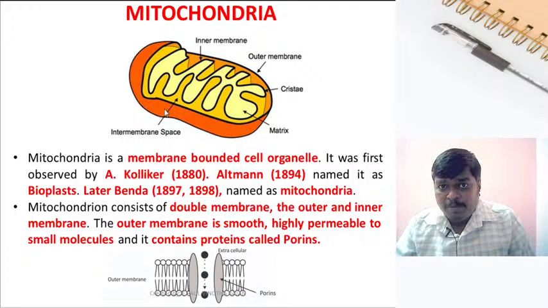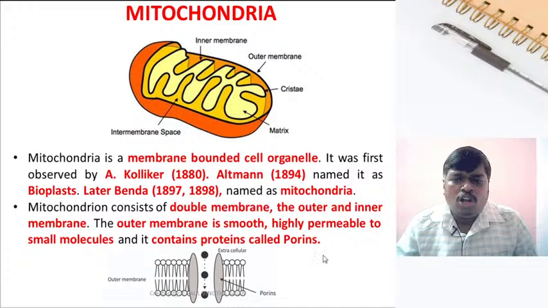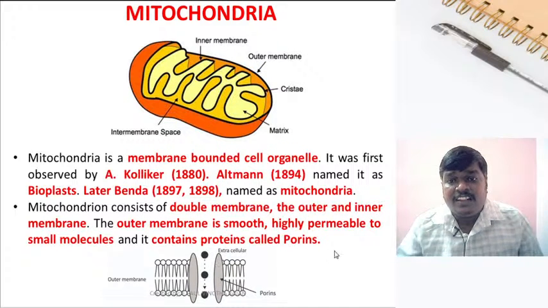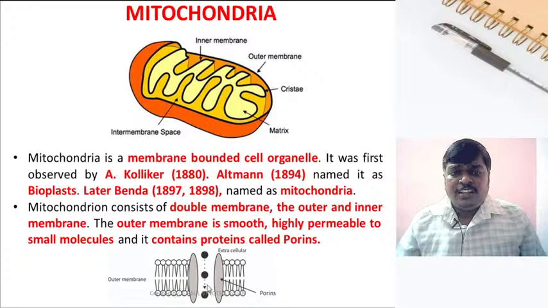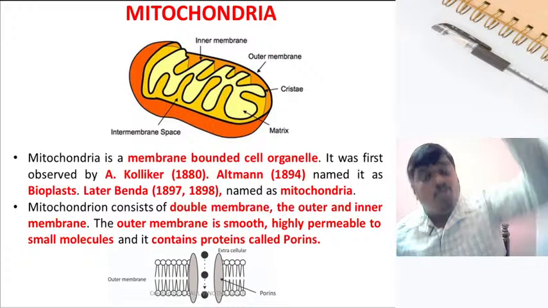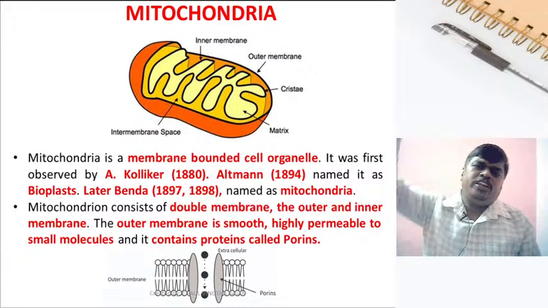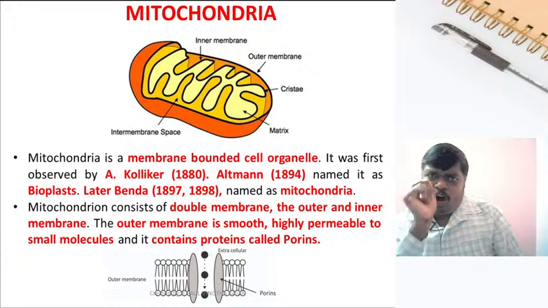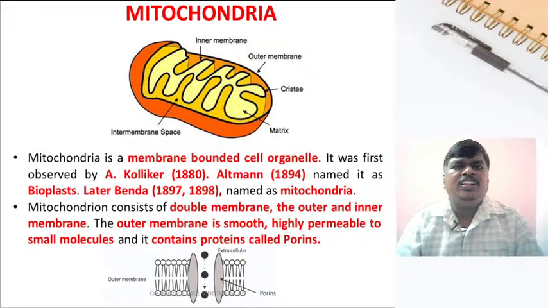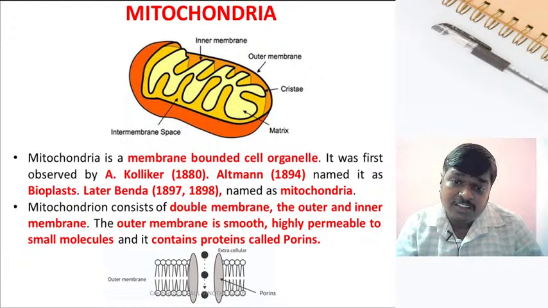can you see this is the outer membrane? The outer membrane has lots of protein channels. That's called porins. These porins are all involved in movement of molecules. The small molecules can enter into the mitochondria with the help of the small pores that are present in the outer membrane of mitochondria, that is known as porins.